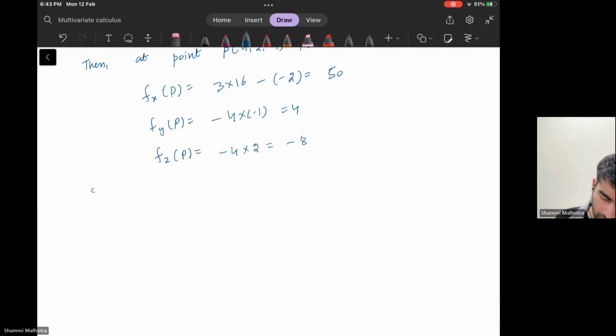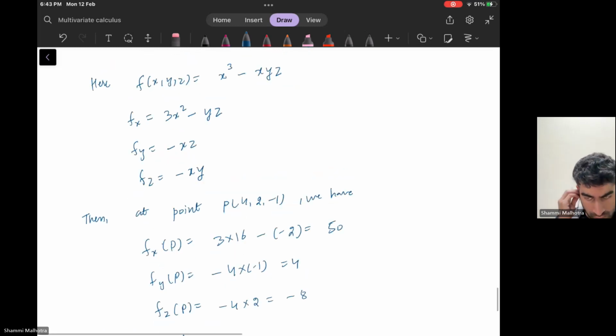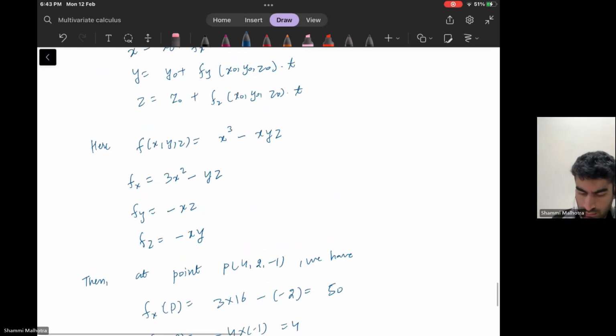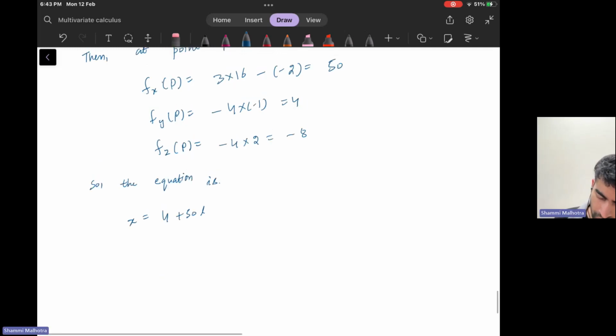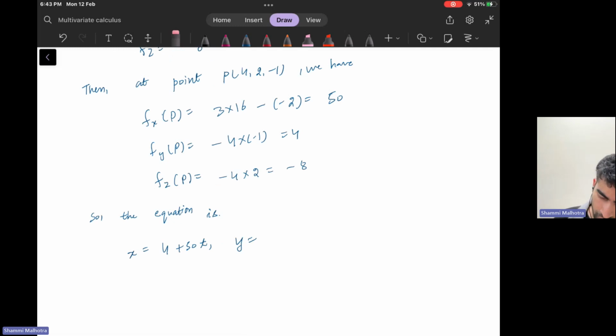So the equation is, I have to plug in the values. x equals 4 plus 50t, y equals 2 plus 4t, and z equals minus 1 minus 8t, where I'm varying t over the real numbers. So this is my equation of the normal line at this point.